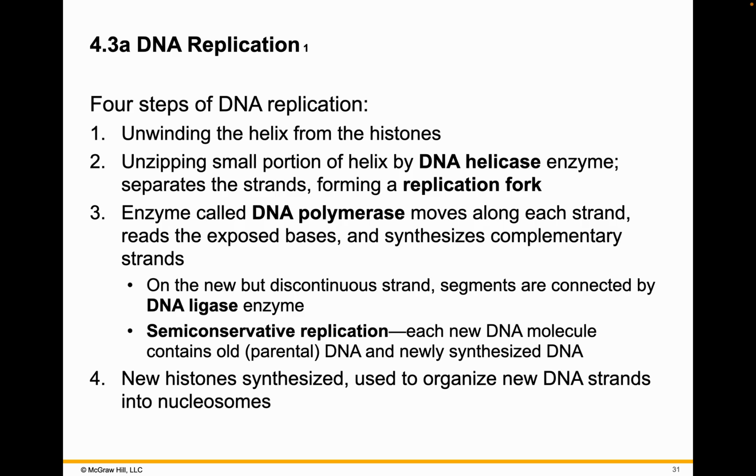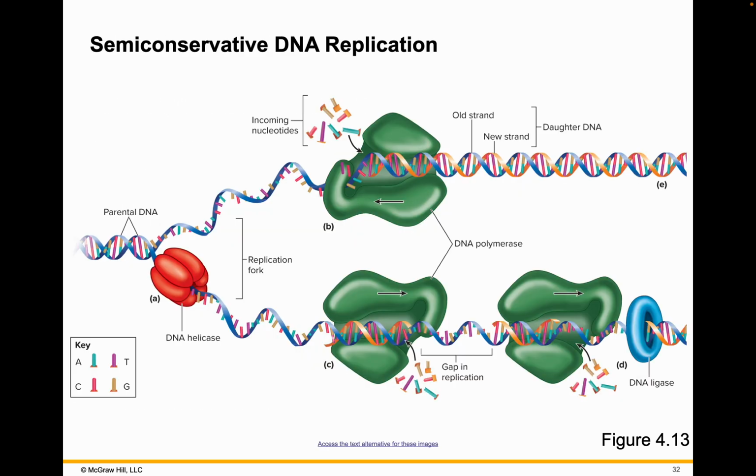So what we have is described as a semi-conservative replication. Each new DNA molecule will have an original strand and a newly synthesized strand. New histones would then be synthesized and used to organize its DNA strands into nucleosomes. So we open up the DNA at the replication fork. DNA helicase unwinds the DNA as it goes, and then DNA polymerase comes along, and you can see this is the leading strand. It can just run the whole length. In the lagging strand, we get a little bit of gaps, and those are filled in by DNA ligase.